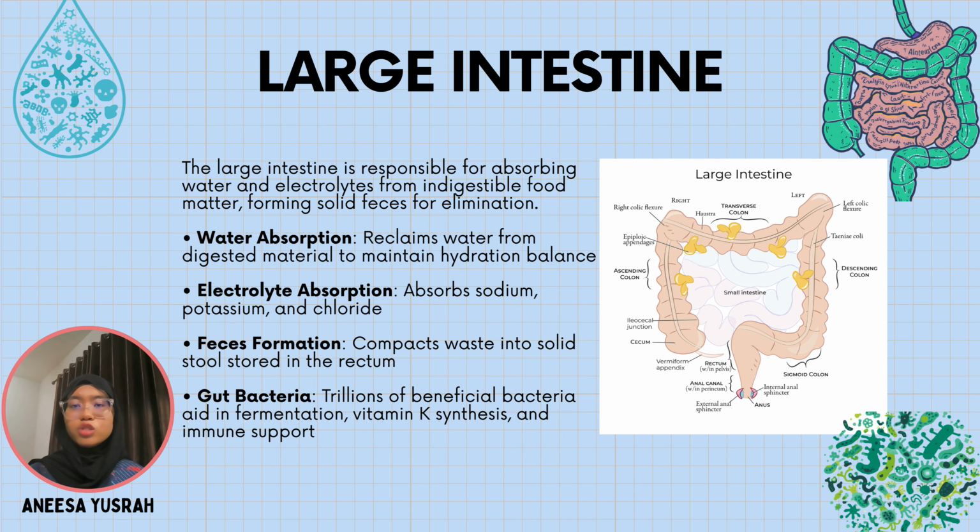Okay, after the nutrients have been absorbed in the small intestine, the remaining undigested material enters the large intestine. The main function of the large intestine is to absorb water and also electrolytes from the remaining waste. This process helps to maintain the body's fluid balance, and beneficial bacteria in the large intestine also help produce certain vitamins and support digestive health.